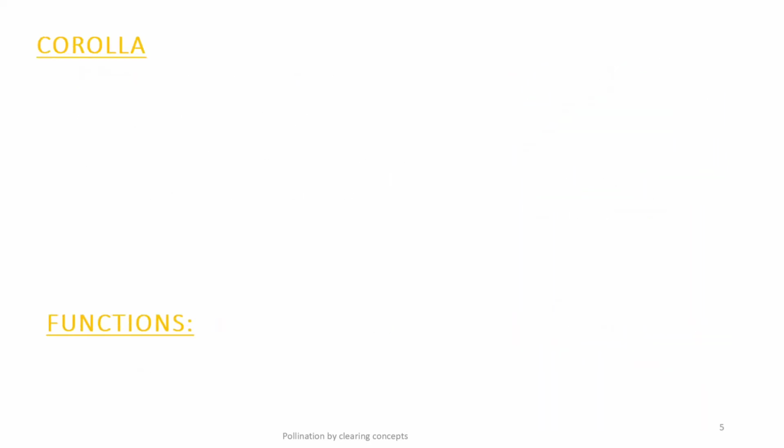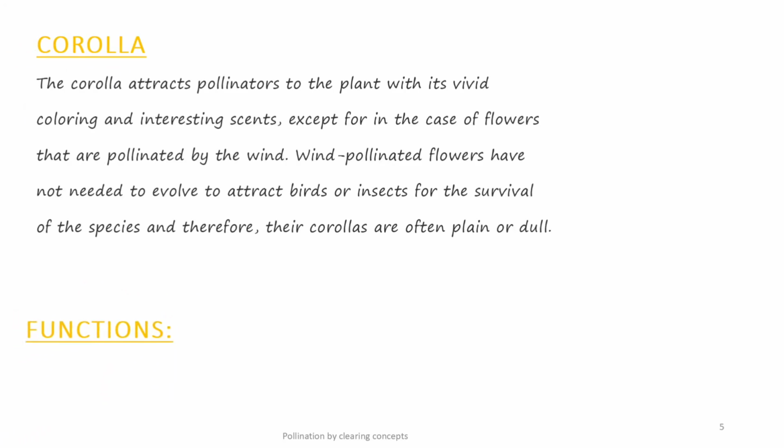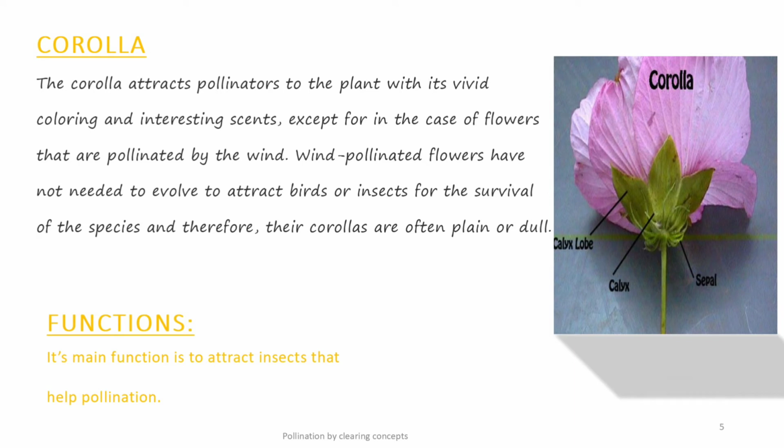Moving to the next subpart, which is nothing but the corolla. Now corolla attracts pollinators to the plant with its vivid coloring and interesting scents, except in the case of flowers that are pollinated by the wind. Wind pollinated flowers have no need to attract birds or insects for the survival of the species, and therefore the corollas are often plain or dull. The function of corollas is to attract insects that help in the process of pollination.